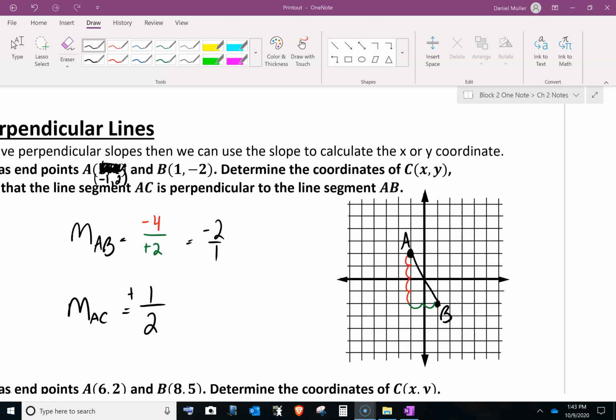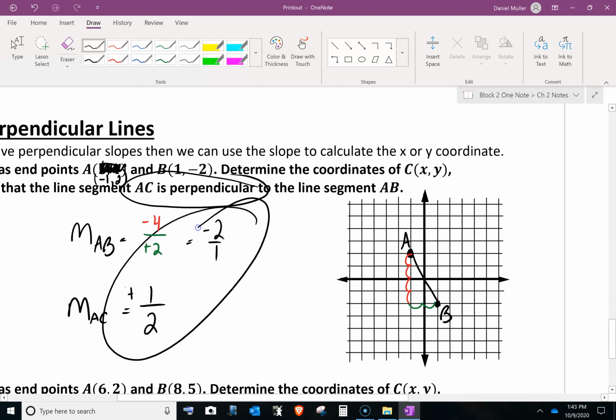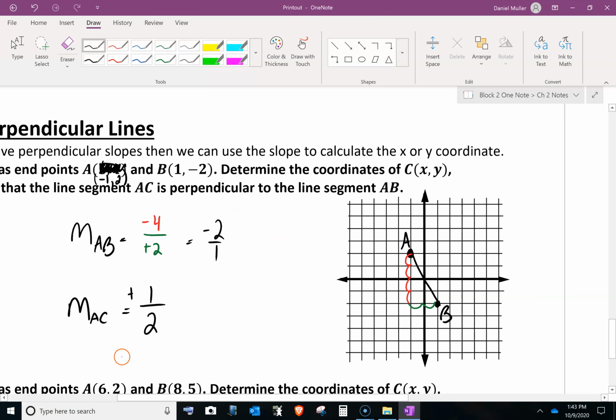How do I know that? Well, it tells me that the line AC will be perpendicular. And the way to make things perpendicular is to flip the fraction and change it to a positive, or just flip the signs. So this is negative, we're going to flip it to a positive. So I know that my slope has to be +1 over +2. So I'm going to go from A, up 1, 2 to the right.